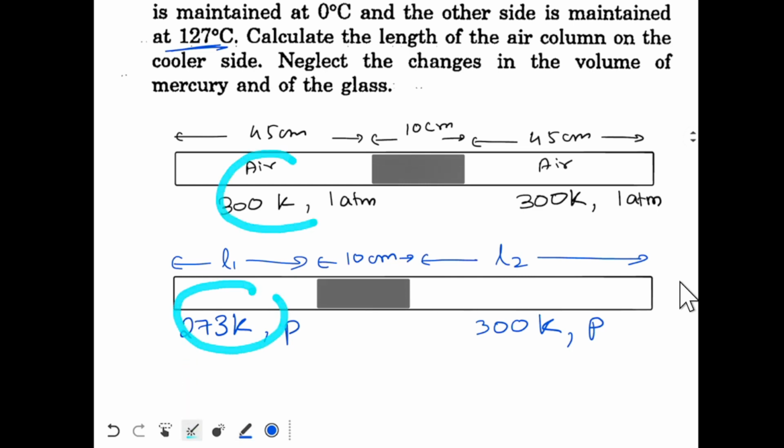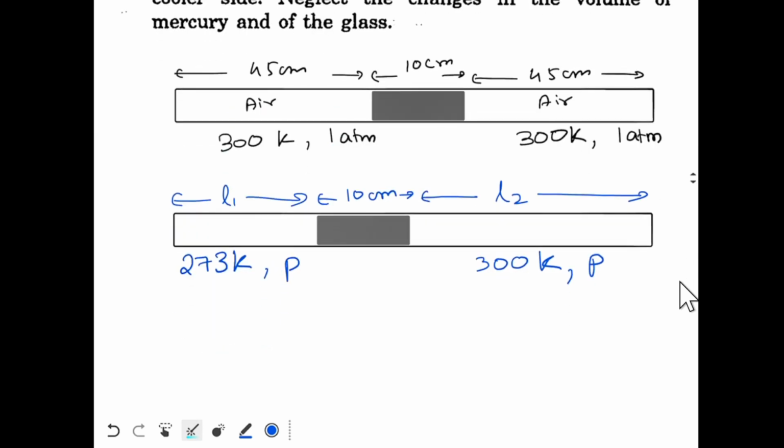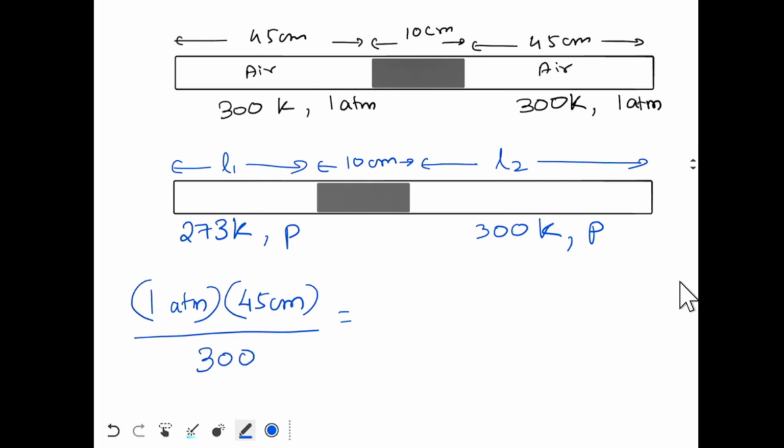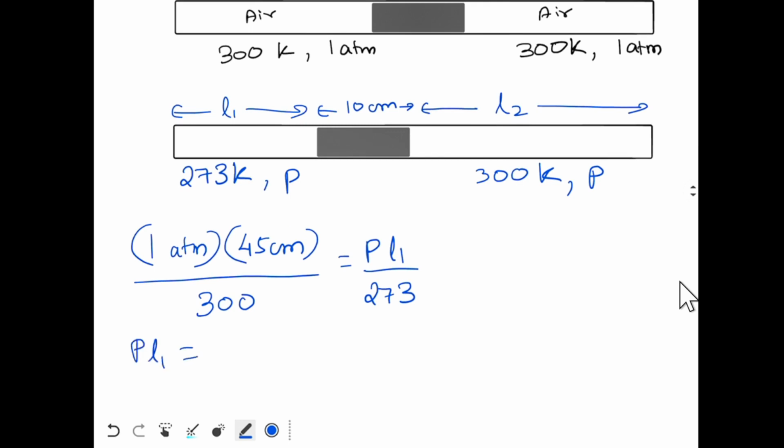Now let's just look at this left side section. Since number of moles of air is not changing, so we can say that P1 V1 upon T1 equal to P2 V2 upon T2. So P1 into V, instead of V1 we will write the length, 45 centimeter, upon T1. So I can write down 1 atm into volume V1, instead of V1 I am writing the length 45 centimeter, divided by temperature 300 Kelvin. This will be equal to P times L1 by 273. Okay. So we will obtain that P L1 will be equal to 273 into 45 by 300 atm centimeter.